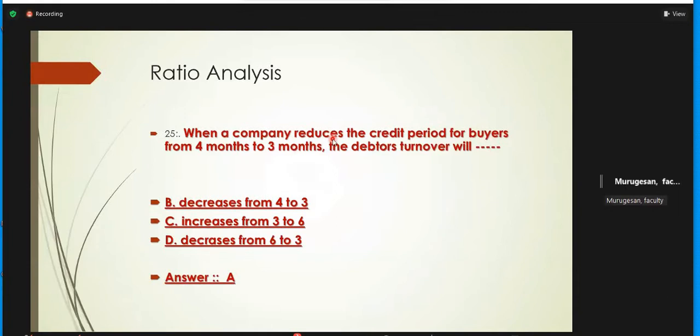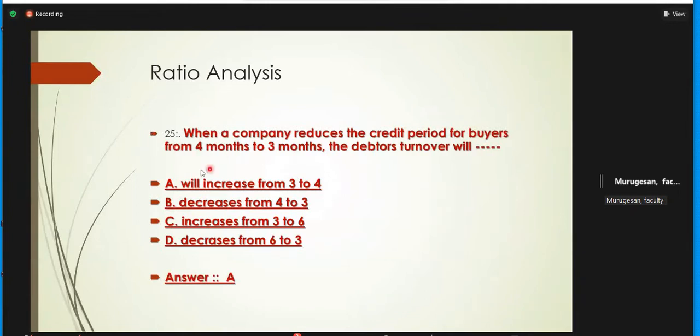So the answer will be, debtors turnover will increase or decrease. It is an intelligent question. From 3 to 4. Great. Madam has given the right answer. So when the credit period is reduced, are all of you able to understand? It will increase from 3 to 4. Friends, earlier, you just look at the question.